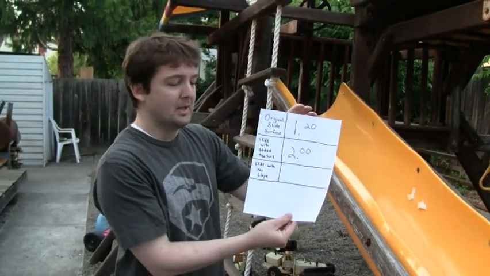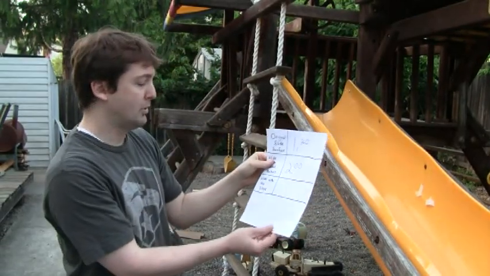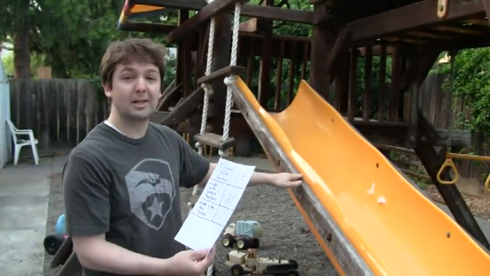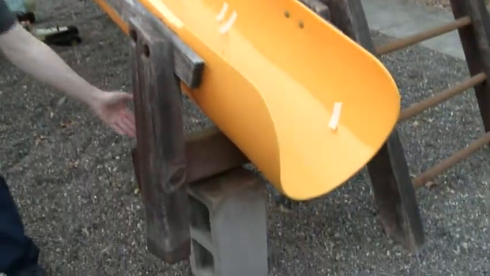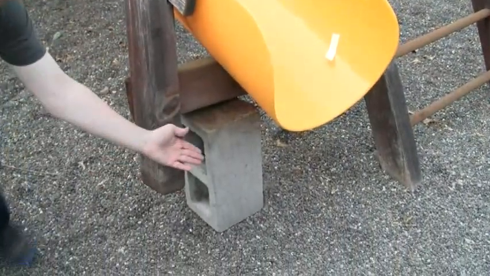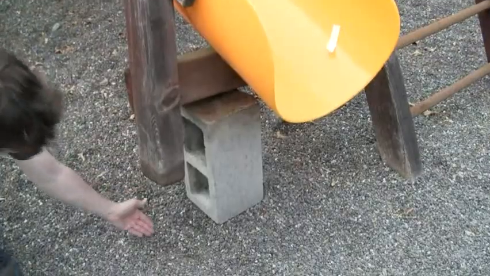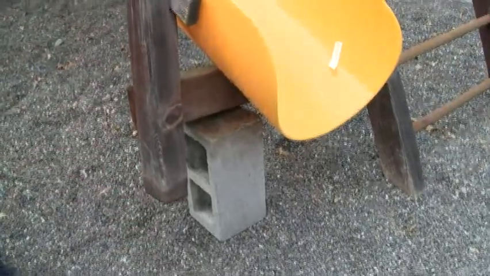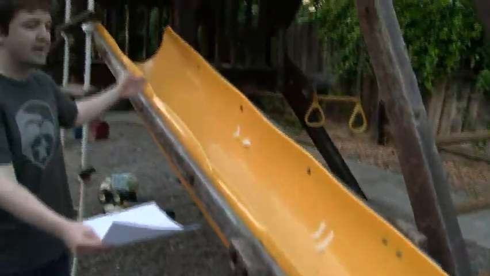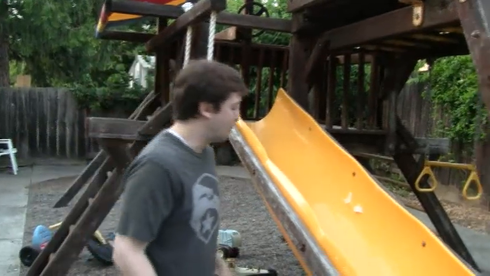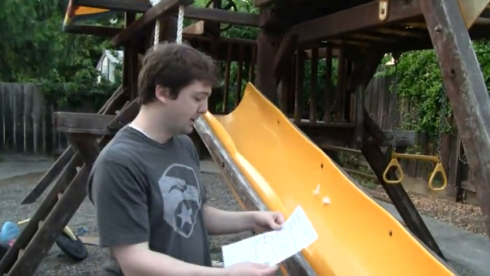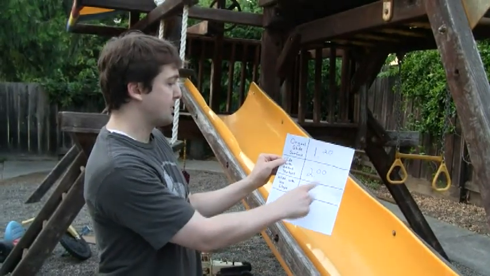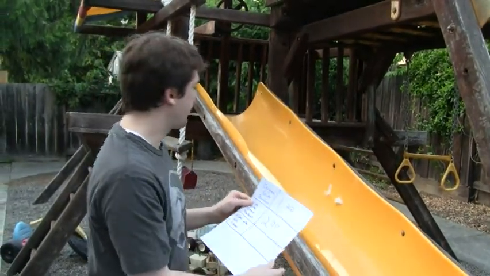Now for our third and final run, we are going to use the slide with less of a slope. And as you can see down here, what we did is I put a cinder block under the slide and I lifted it up off the ground to lessen the slope. And we're going to see how that affects the speed. We are going back to the original surface for this, and so we're going to be comparing the slide with less of a slope to our original slide surface of 1.2.